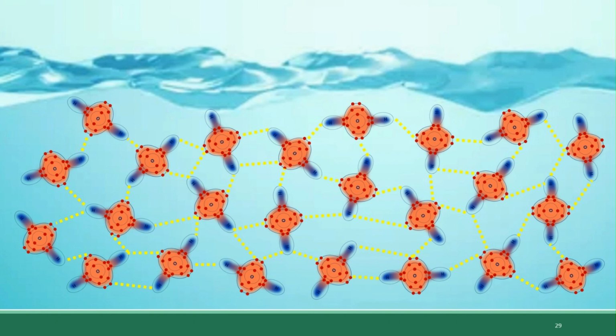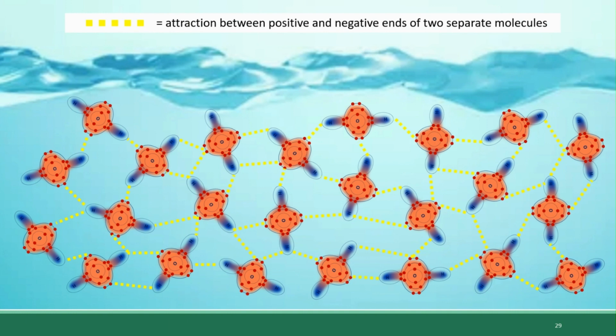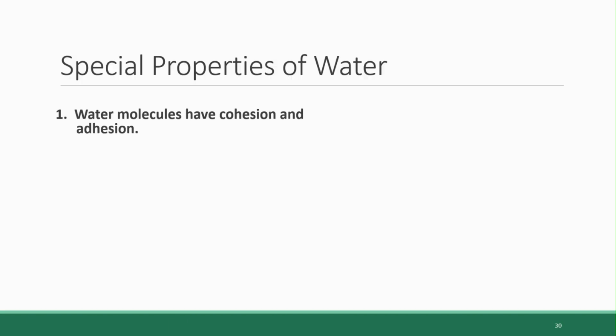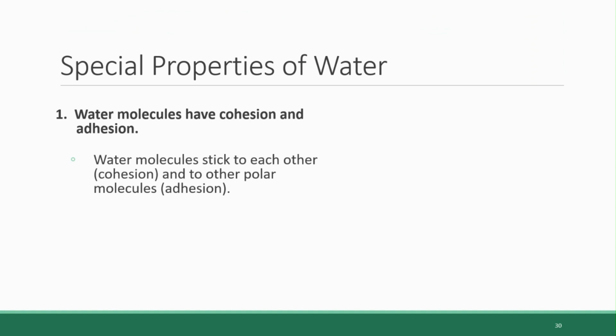Because, of course, if they were nonpolar molecules, then those attractions would not exist because the molecules wouldn't have those positive and negative ends. This network of attractions between molecules gives water special properties that make it uniquely able to support life. One of those properties is that water molecules have cohesion and adhesion. Cohesion describes the fact that water molecules stick to each other, and adhesion is the fact that water will stick to other non water molecules too, so long as those other non water molecules are also polar.